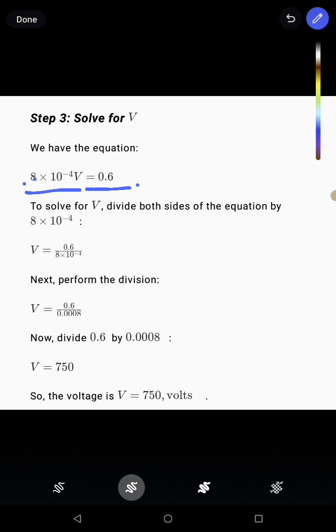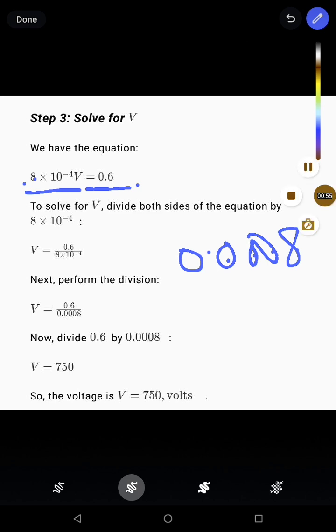And 0.6, changing 8 times 10 raised to minus 4 from standard form to decimal, is going to be 0.0008. So that will be 10 raised to minus 1, minus 2, minus 3, minus 4. That's how we got that. So dividing it, we get 750. So 750 volts will give us the required rate with the equation we were provided with.